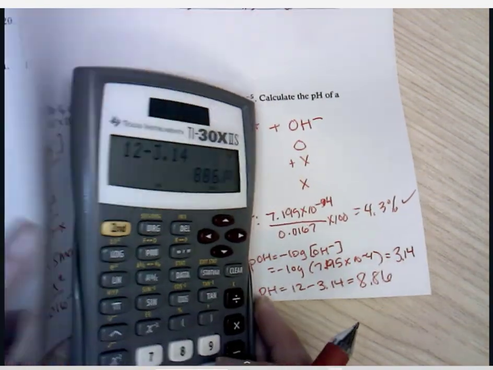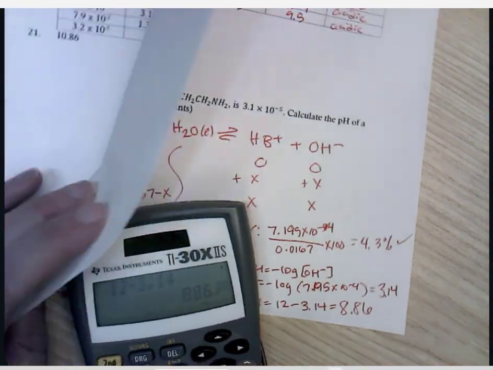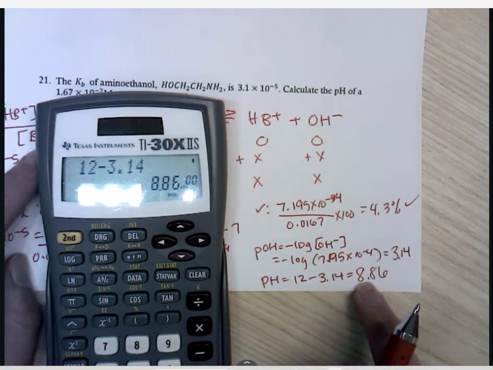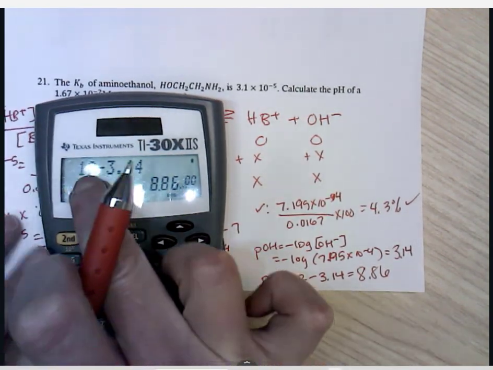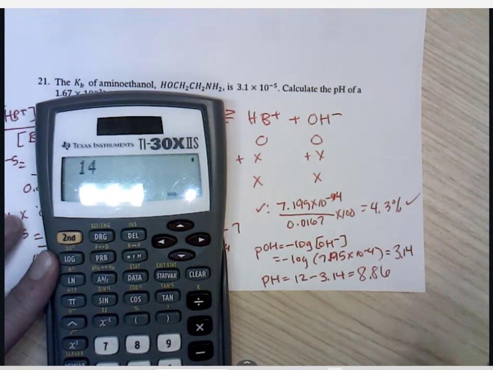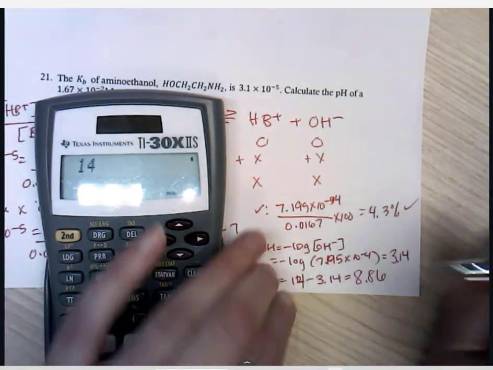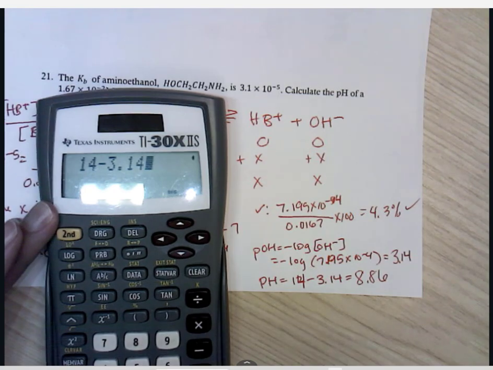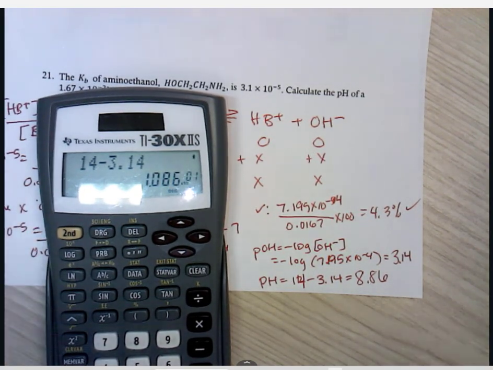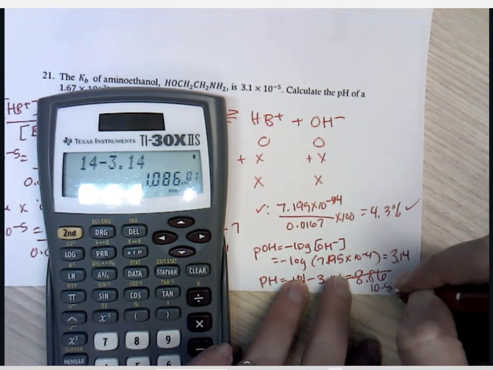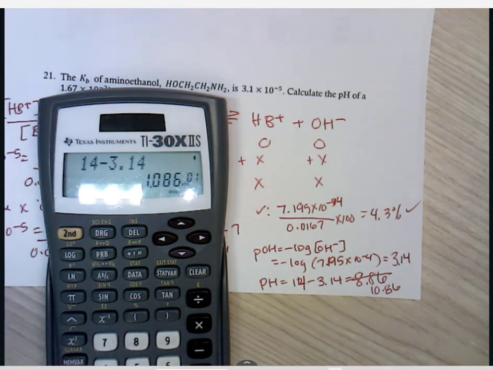Oh, wait a minute. That's not the answer, though, because it's not 12, it's 14. I don't know what I was thinking here. 14 minus 3.14. My computer died in the middle of that recording, and it flustered me. All right, there we go, 10.86.